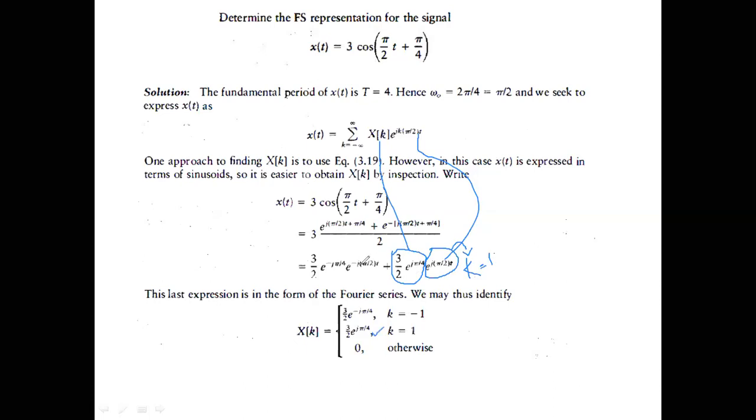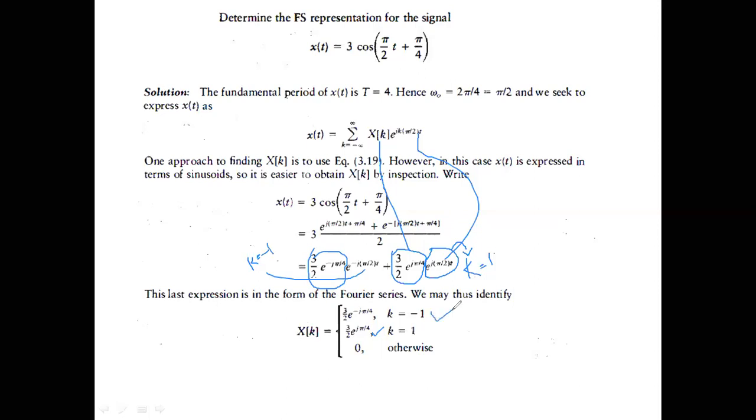Similarly, here in this particular case, k is equal to minus 1. Then this particular term here is your 3 by 2 e to the power j minus pi by 4, which is the value of x of k, k is equal to minus 1.